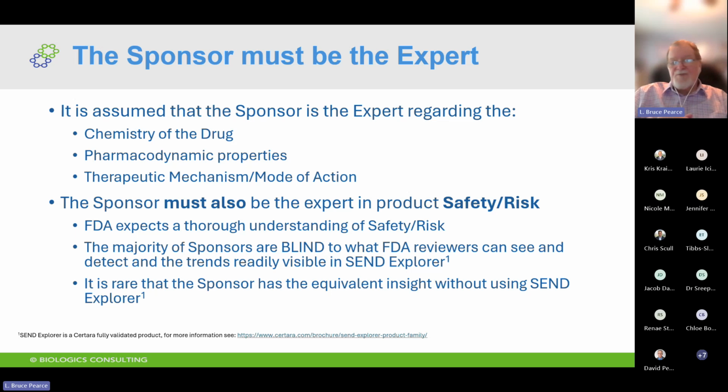However, the sponsor must be the expert. It's assumed that the sponsor is expert regarding the chemistry of the drug, the pharmacodynamic properties, therapeutic mechanism, and mode of action. And the sponsor must also be the expert in product safety and risk. FDA expects a thorough understanding of safety and risk, as they should. The majority of sponsors are blind, however, to what FDA reviewers can see and detect, the trends readily visible in Send Explorer. In our experience, it is rare that a sponsor has the equivalent insight without using Send Explorer.